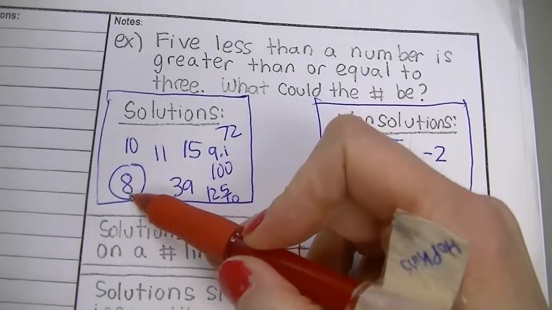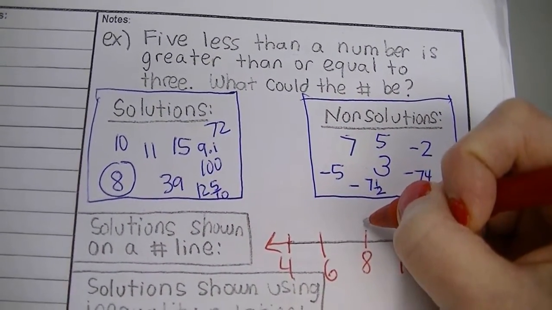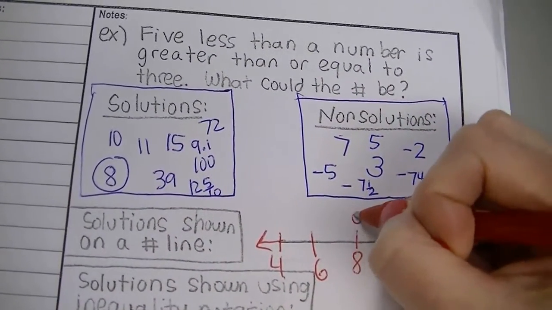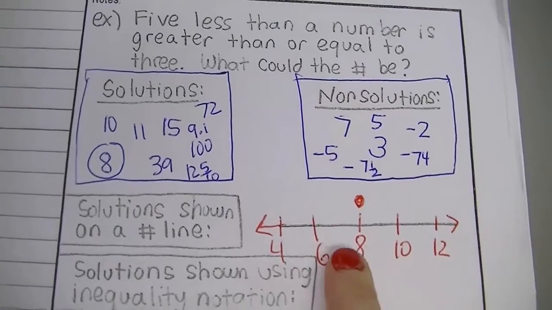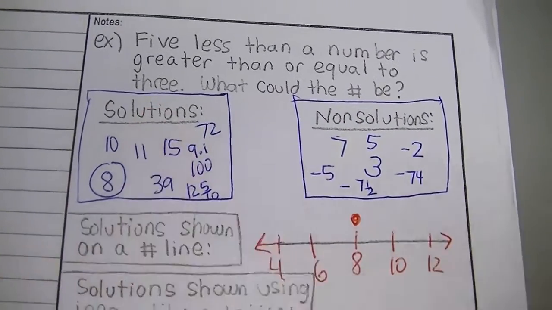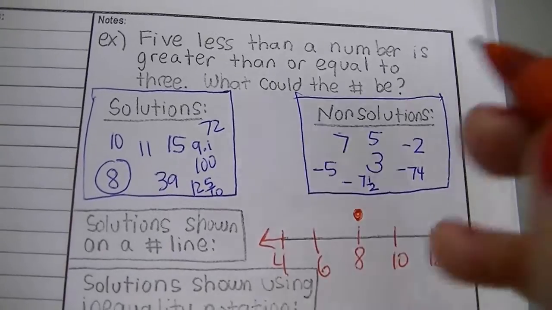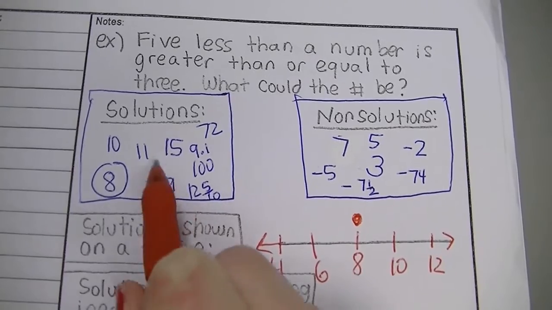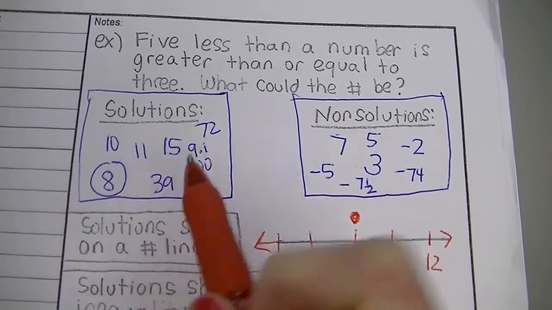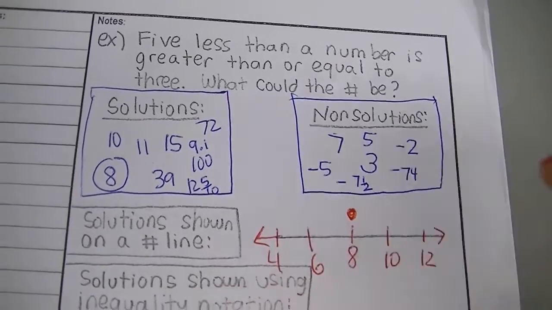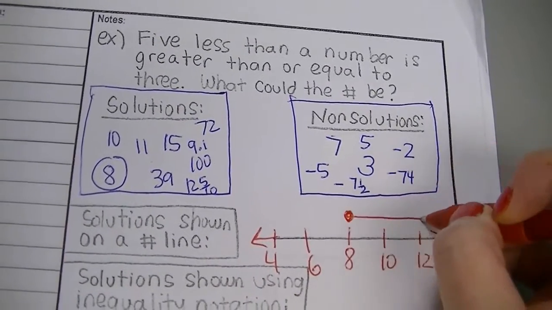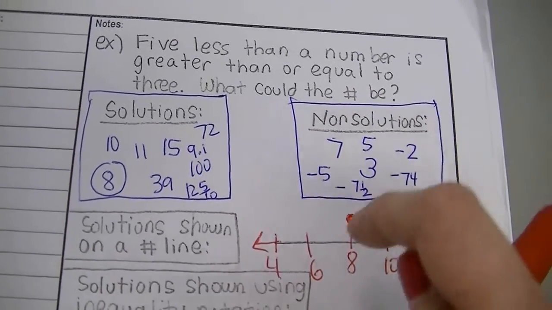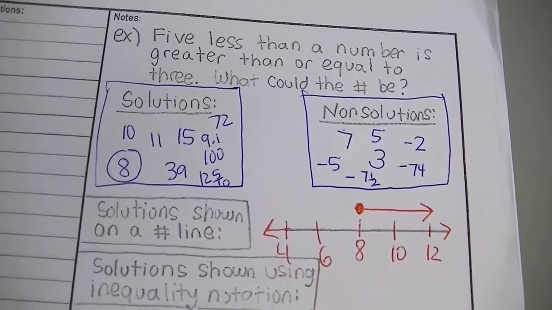And let's see, so that 8, it's important. I want you to know that it's one of the solutions, okay? So since it is a solution, you're going to fill in that circle. It's saying, hey 8, you're important. Oh, and you are one of the solutions. And then look at your other solutions. 9 and 1/10, 12 and 5/10, 39, 11, 10, 72. Which way do they lie on the number line? All those numbers, all those solutions lie to the right. So this arrow right here and this dot, that represents all the answers that fit this criteria up here, okay?